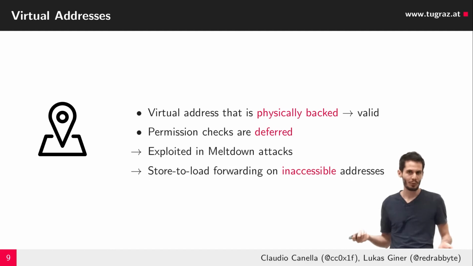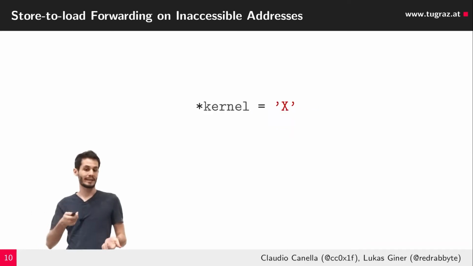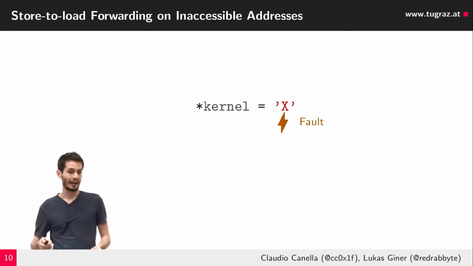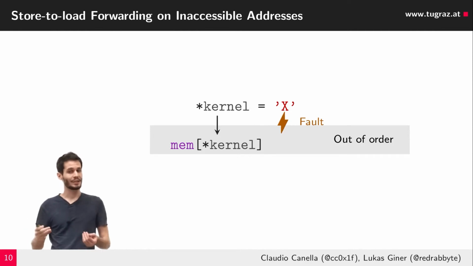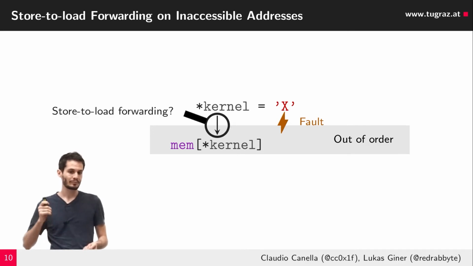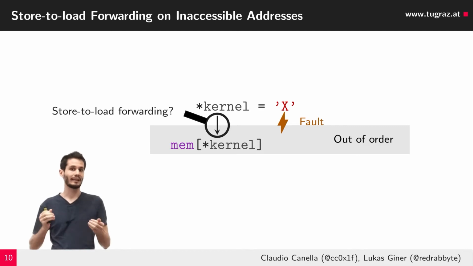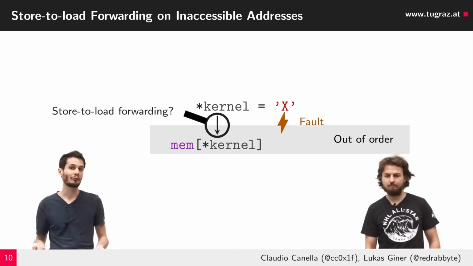So what happens when we do store to load on addresses inaccessible to us, like kernel addresses? Let's take a look here. We just write something to a kernel address, we write an X there, and then as expected, we get a fault. But out of order, our next instruction, which is a read, and then a dependent access to memory, still happens. So if we can later detect this access in our memory array, then we actually got store to load forwarding, and we might have learned something here.